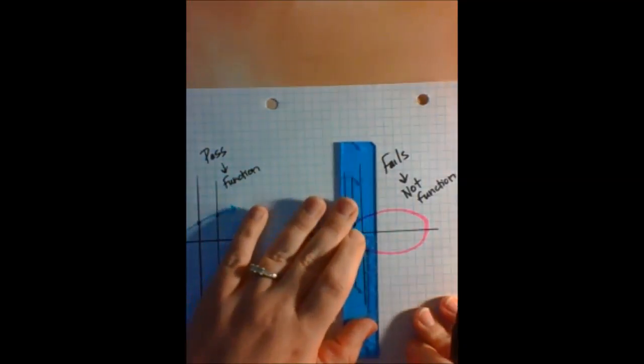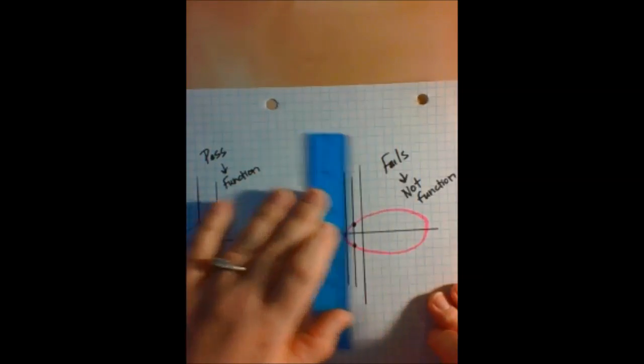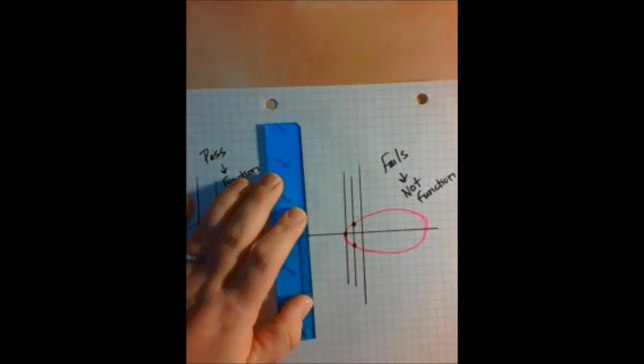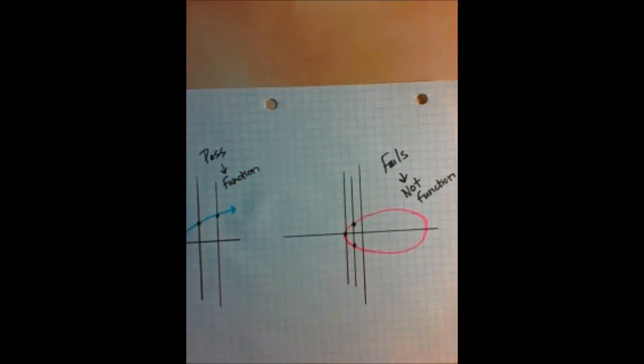You can see it's actually going to fail quite a few times. Only right there on the ends is it going to have just one value. Okay, so that's how we would see if it's a function if we were given the graph. Now there's other ways that we might be shown the information for a relation.